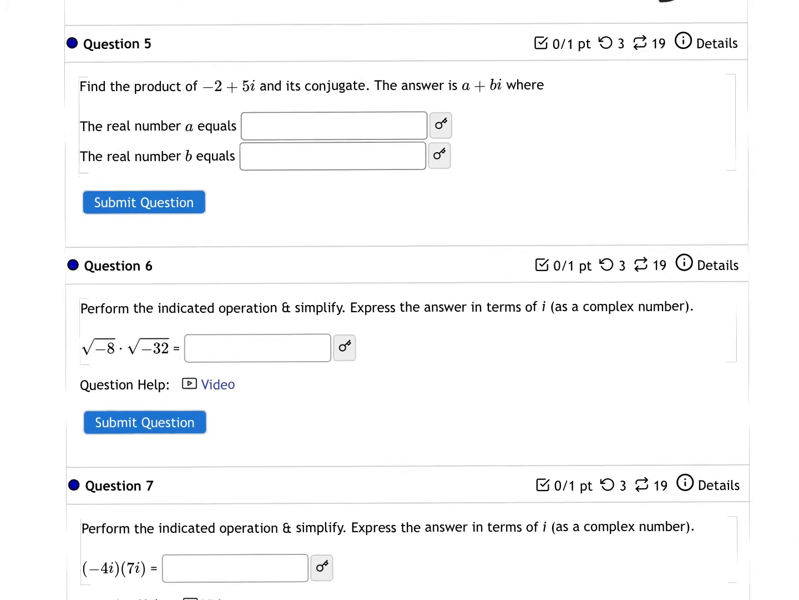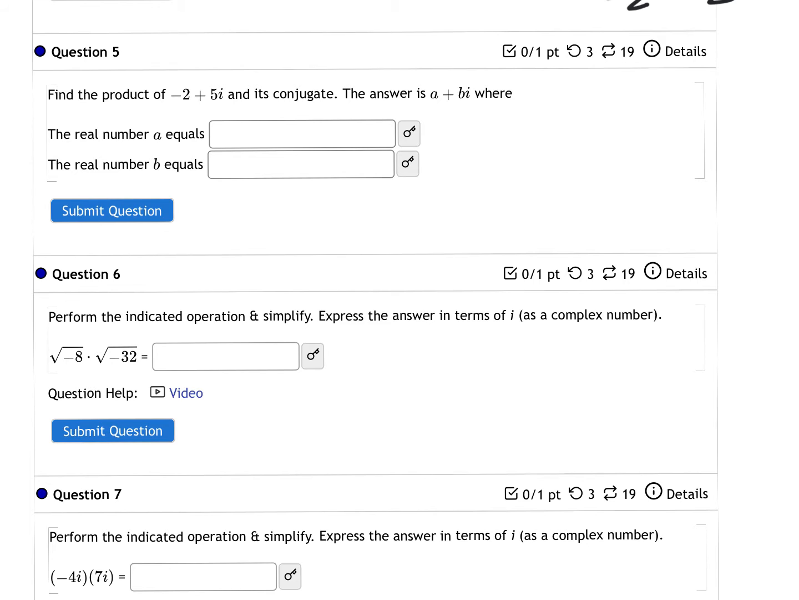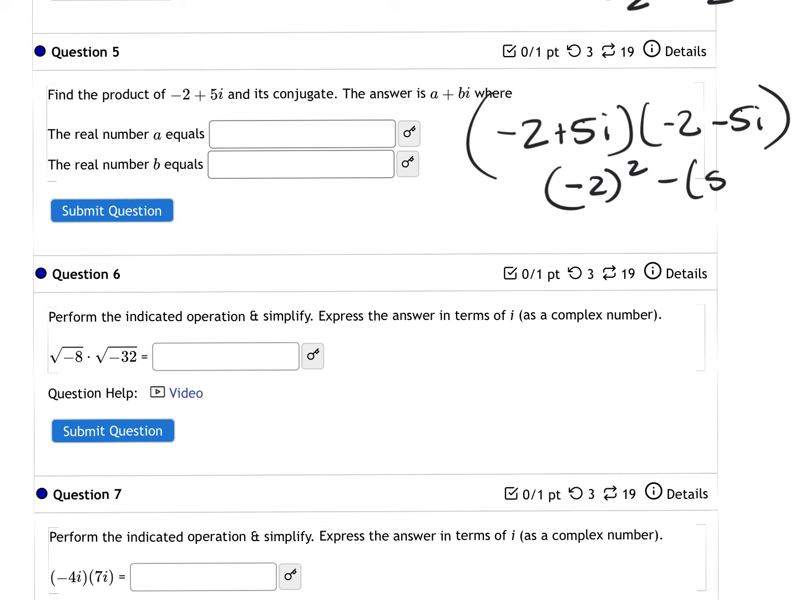Right. Multiply this by a conjugate. So this conjugate is this. Change the sign in the middle in front of the i term. Multiply it out, FOIL it out. We know conjugates multiply out to the difference of 2 squares. So it's going to be negative 2 squared minus 5i squared, which is 4 minus 25i squared.